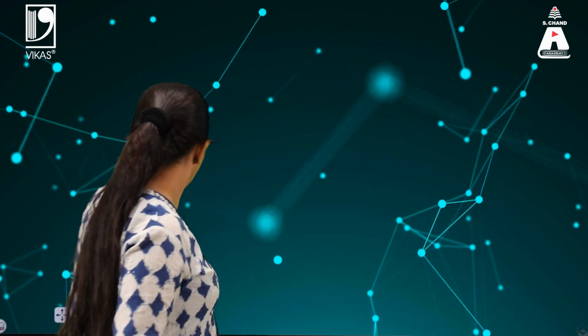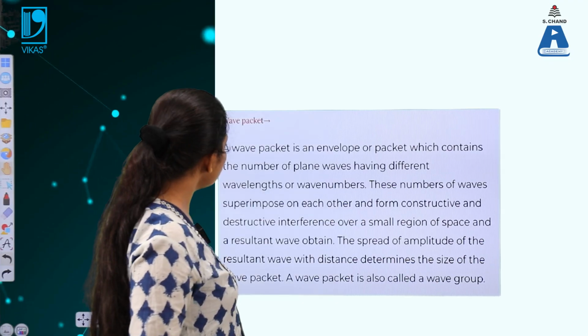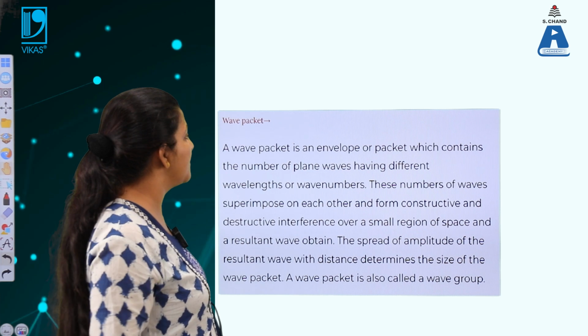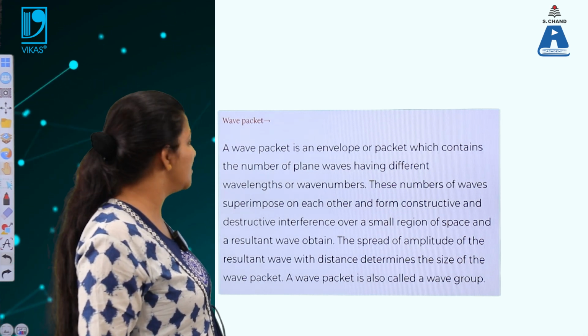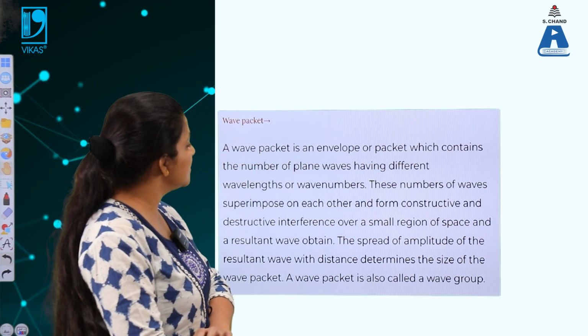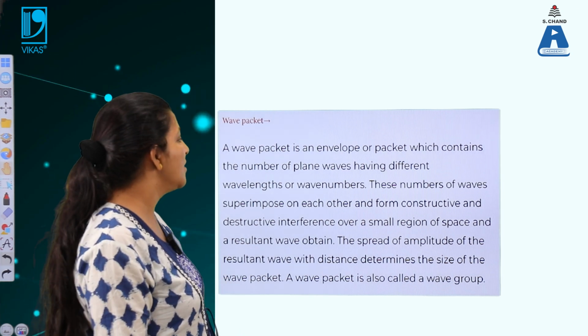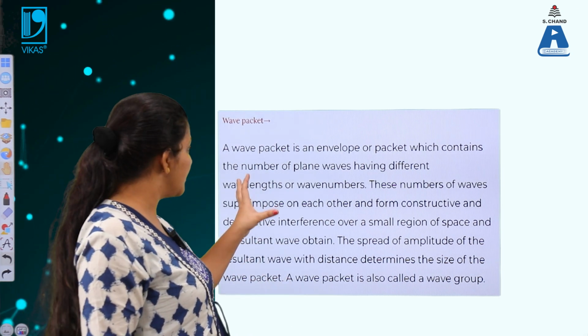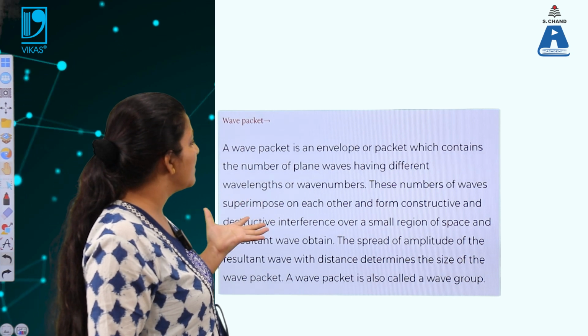Now I will explain what a group velocity is, the velocity which is associated with a wave packet, and how we can represent this wave packet. So what is a wave packet? A wave packet is defined as an envelope or packet which contains a number of plane waves having different wavelengths or wave numbers. That means a wave packet is a bunch of waves.